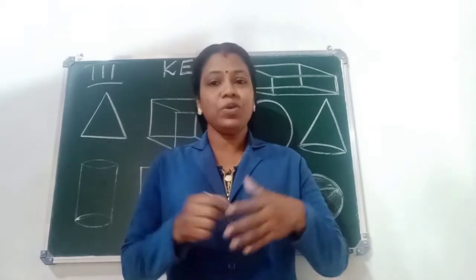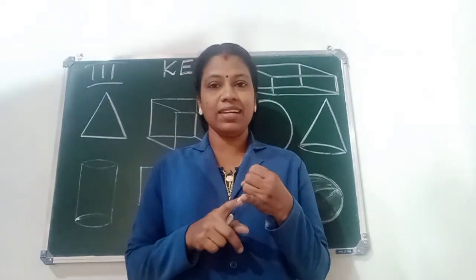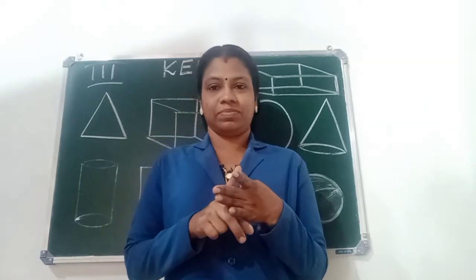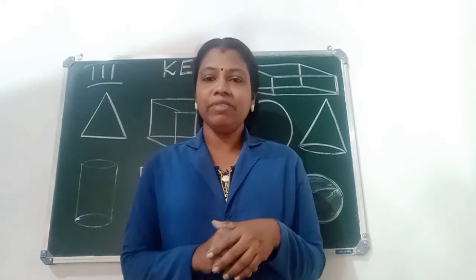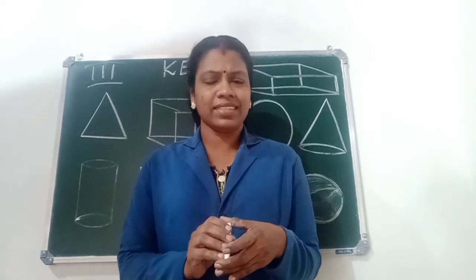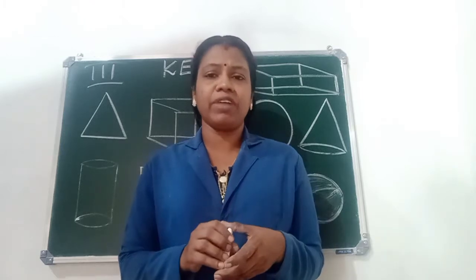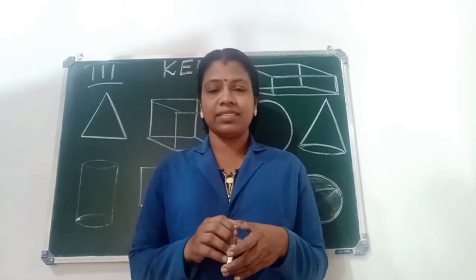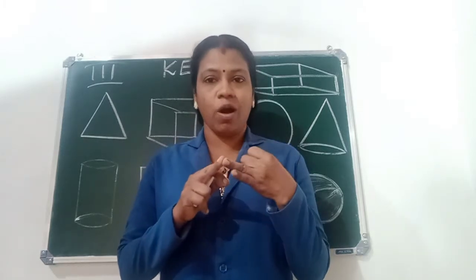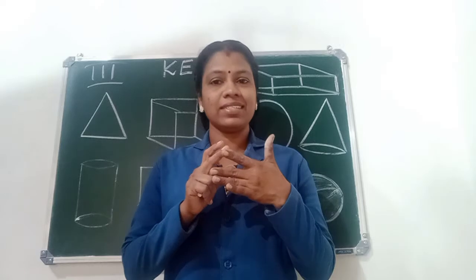Yes. And you all know the plane shapes are triangle, rectangle, square and circle. You are very familiar with solid shapes also. Can you say the shape names that you have learned from your second standard? Yes. They are cube, cuboid, cylinder, cone and sphere.